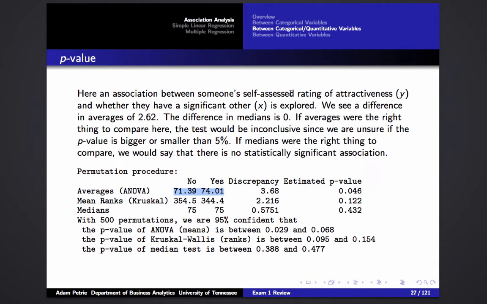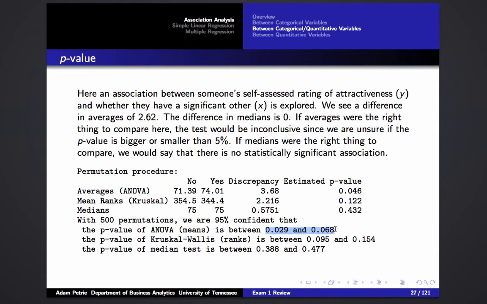In this case, we're looking at whether or not there's an association between someone's self-assessed rating of attractiveness, the y variable, and whether or not they have a significant other, either yes or no. Looking at the averages for each group, we see a relatively small difference in average, 2.62 here. And we'd like to know, can chance alone just produce that big of a discrepancy? Well, the p-value in this case is 4.6%, the estimated p-value.